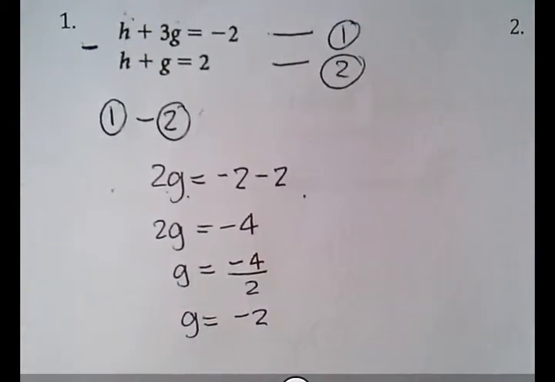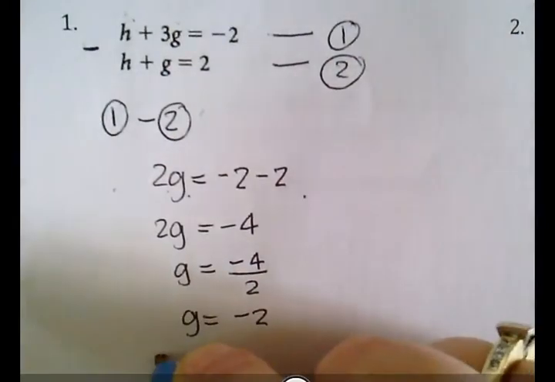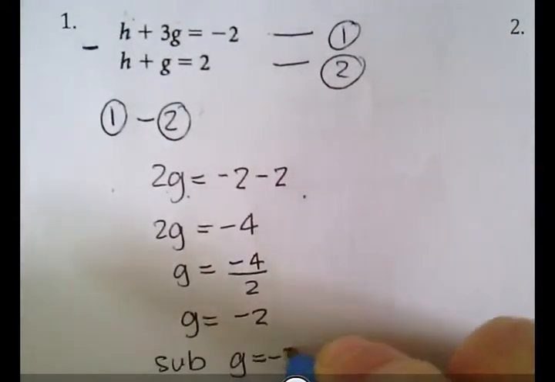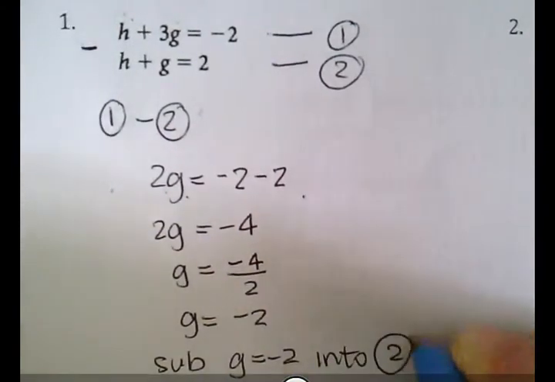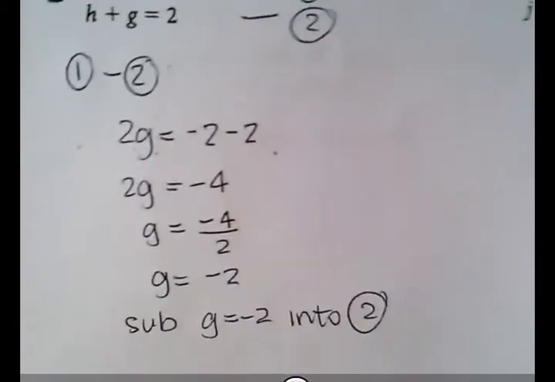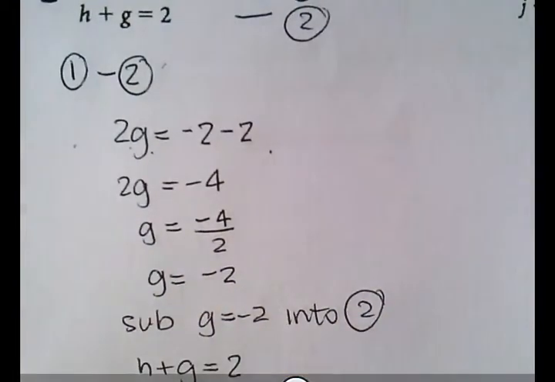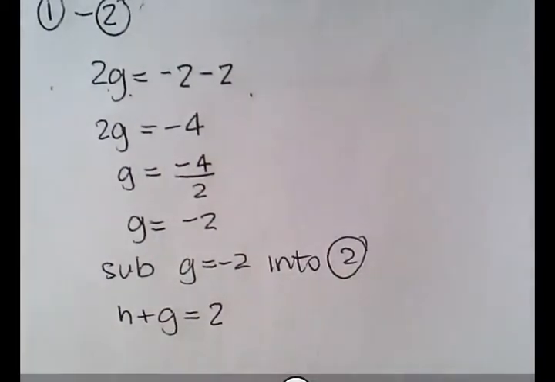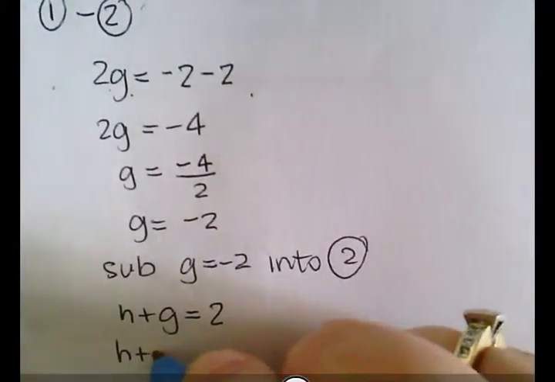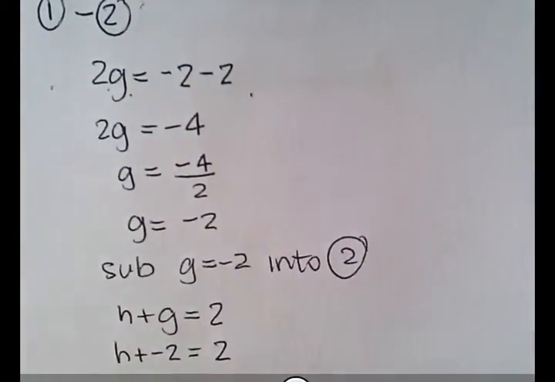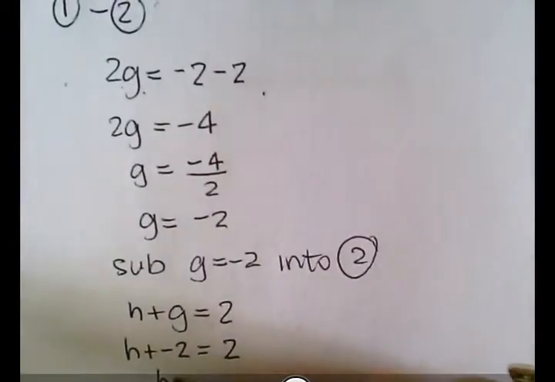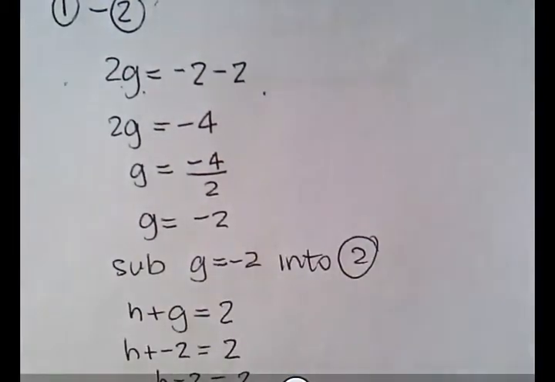Now I found out what g is. Now I have to work out what h is. You just put it into the equation that looks easier. Yeah, I'd go into equation 2. So we're now going to substitute g equals -2 into equation 2. Now that happens to be h plus g is 2. So I'm going to replace the g with a -2. h plus -2 equals 2. What do I do with this h plus -2? What does it become? h minus 2 is 2.